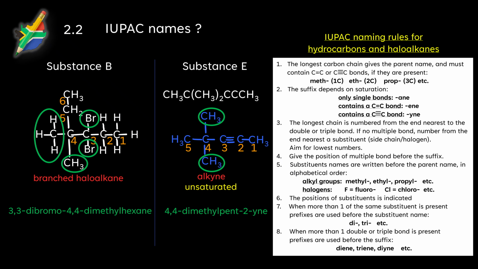name. There is one more rule on this list which we have not had to use here, and that is when more than one double or triple bond is present, we use prefixes before the suffix, diene, triene, etc. Finally, substance B is 3,3 dibromo, 4,4 dimethyl hexane, and substance E is 4,4 dimethyl pent-2-ine.